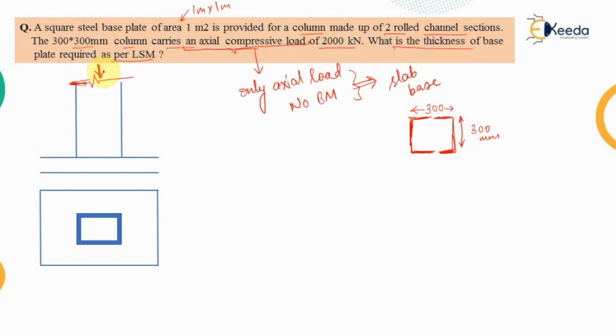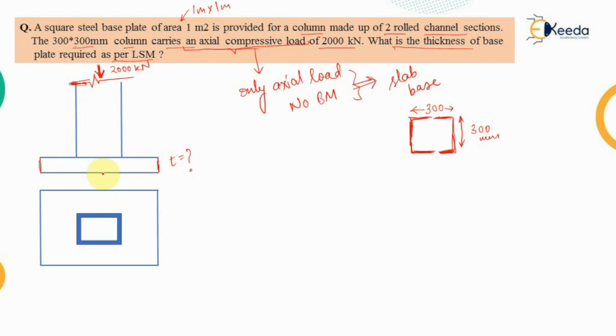Now the axial compressive load is 2000 kilonewton and it has been factored. So this is the factored compressive load. The width and the depth of the channel section are both given to us, and what has been asked in the question is that the thickness of this slab base is to be found out.